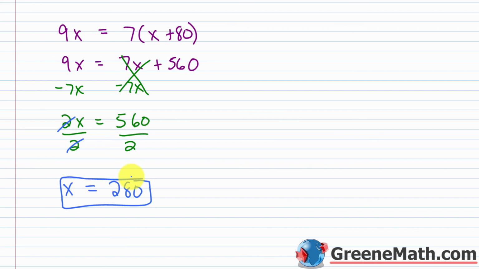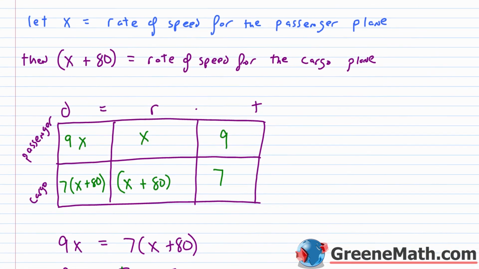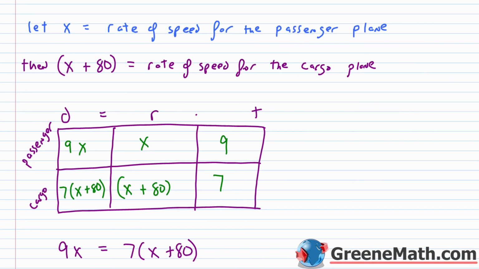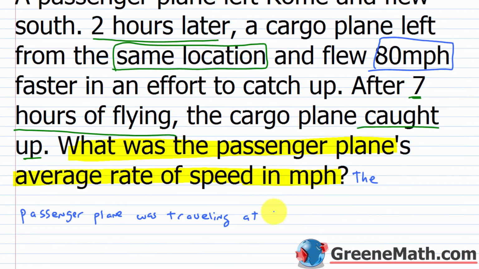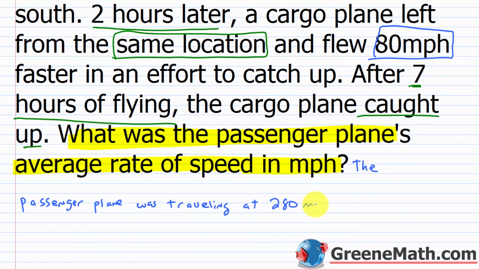So what does that tell me? Let me go back up. X was the rate of speed for the passenger plane. So that tells me that the passenger plane was traveling at 280 miles per hour. That's their average rate of speed.